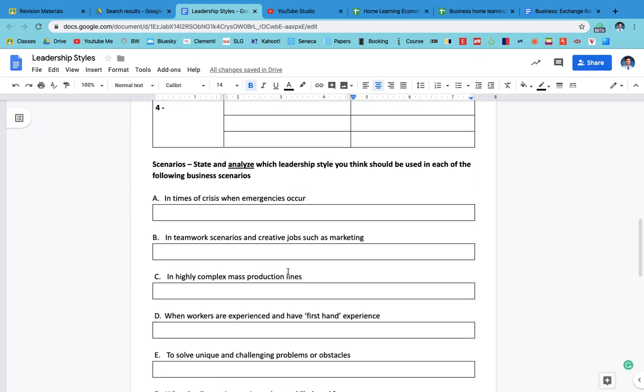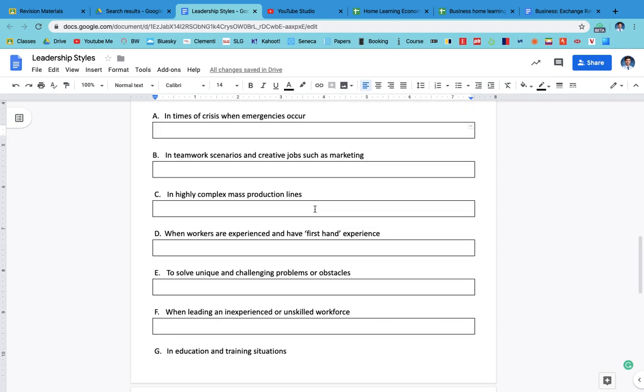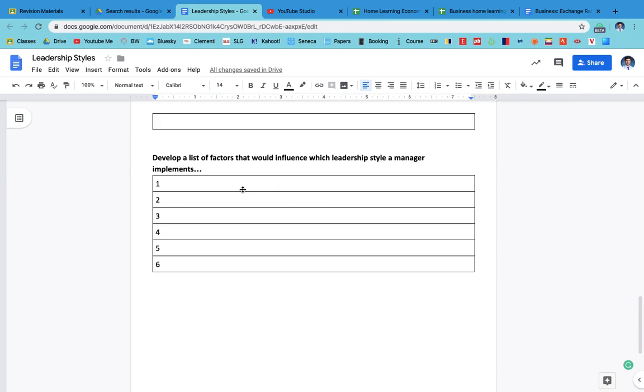Then we've got some scenarios, and you need to suggest and explain why each one would be suitable. So in times of crisis, when emergencies occur, which leadership style would be best and why? So we've got a few of those. I'll have a look at these and give you some feedback once you've done it. And then the final part is develop a list of factors that would influence which leadership style a manager might implement. So what would be some general factors that a manager or a leader would need to consider when choosing what leadership style to implement in their organization.